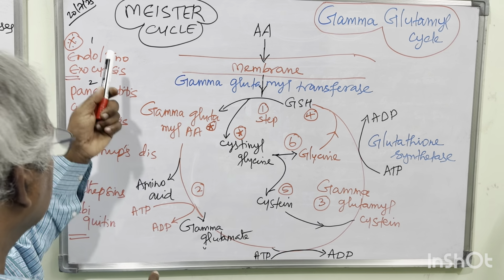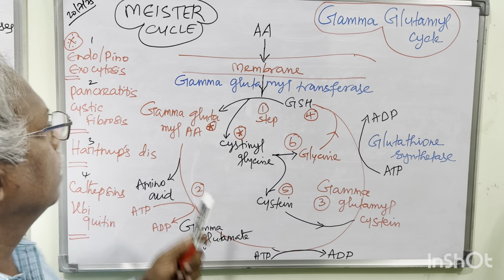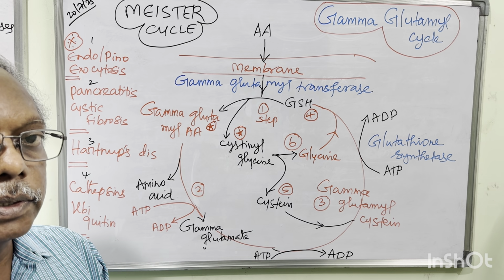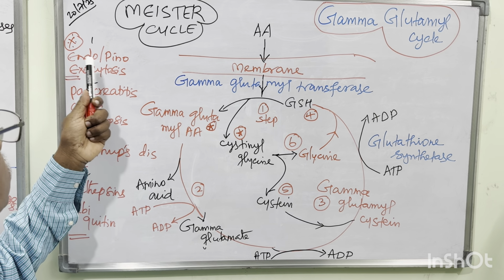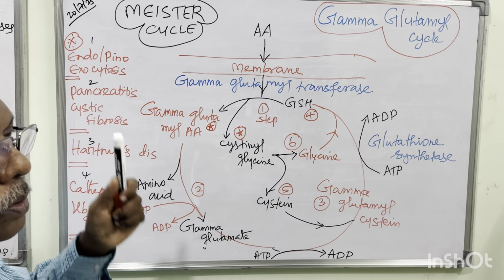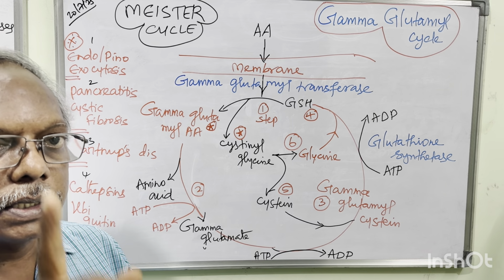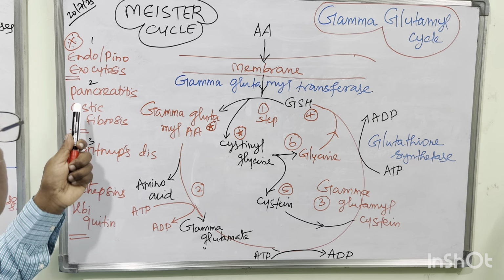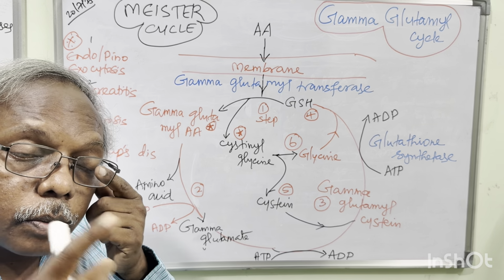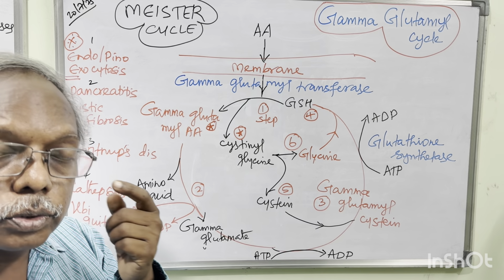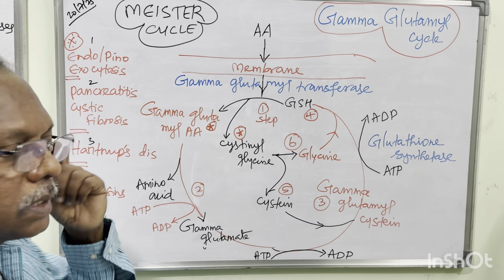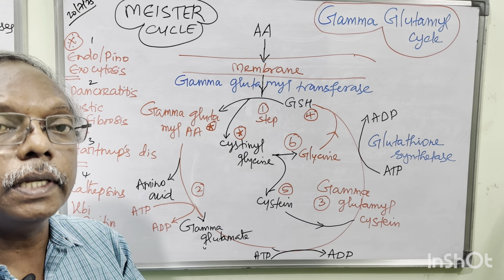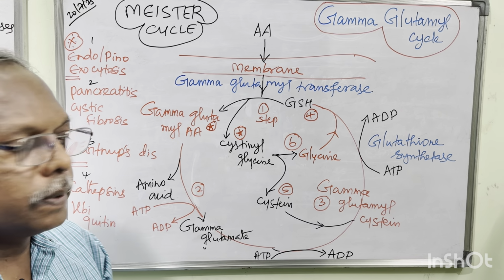Regarding this, we have some extra points. Small molecules, macromolecules, large molecules, and medium-sized molecules go for endocytosis, pinocytosis, and exocytosis. That is the first area, apart from the Meister cycle absorption. Second, if there is any problem in the pancreatic juice, they will go for pancreatitis and cystic fibrosis. Cystic fibrosis and pancreatitis will produce alterations in the pancreatic juice and its contents.